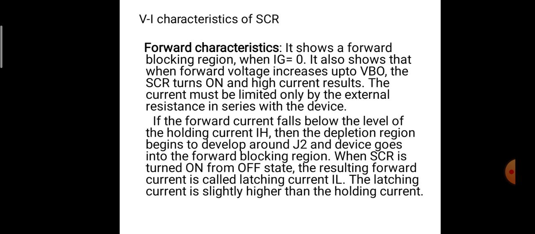When the SCR is turned on from the off state, the resulting forward current is called the latching current IL. The latching current is slightly higher than the holding current.